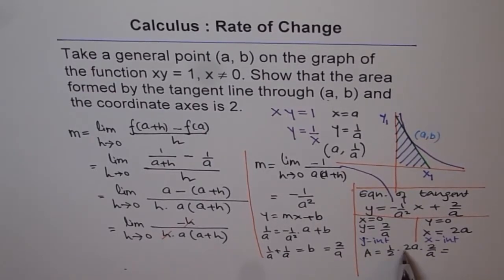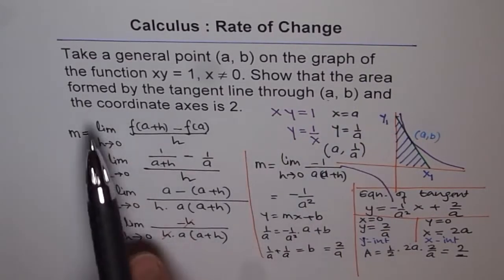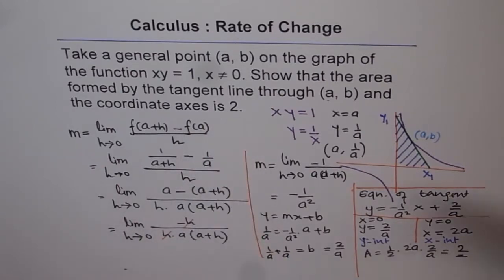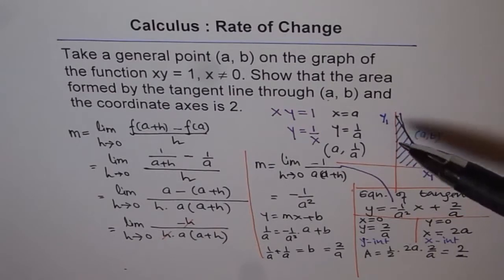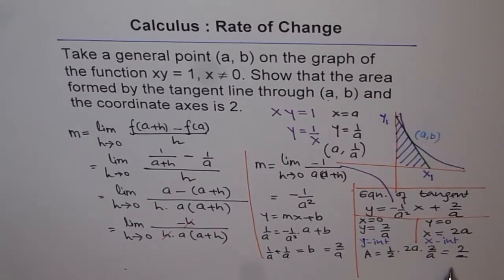So when we do this, 2 times 2 is 4, 4 divided by 2 is 2. So we get 2, and a cancels out. So as you can see, the area under this curve is always 2. And that's what the question is saying: show that the area formed by the tangent line through A, B and the coordinate axes is 2. So as you can see, the area is 2.